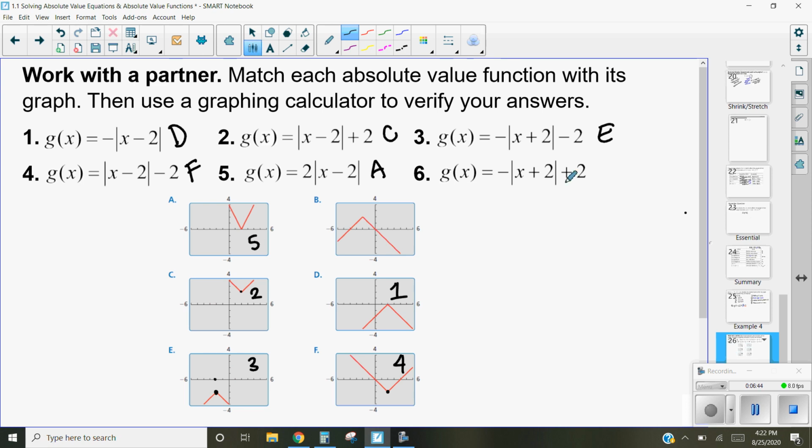And then the last one here, we could match it by process of elimination, or we can check. This one is going to go up 2, to the left 2, and then flip over. So it goes up 2, to the left 2, and then flips over. So this one is D.